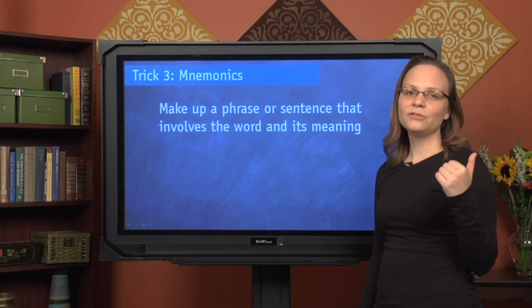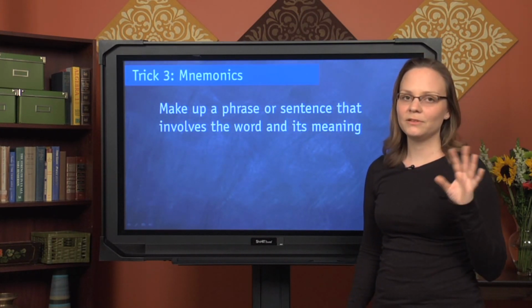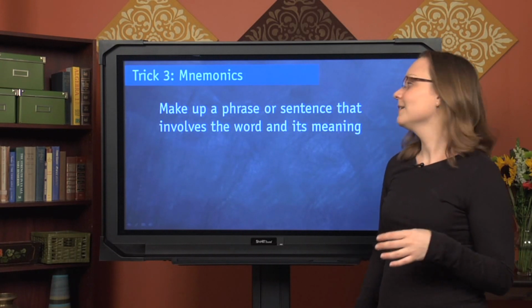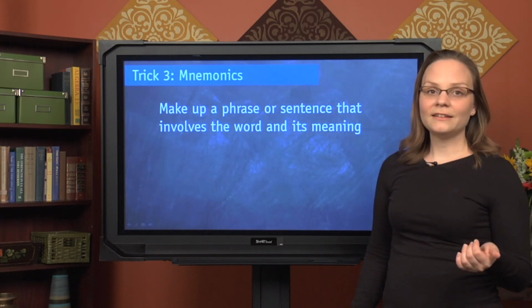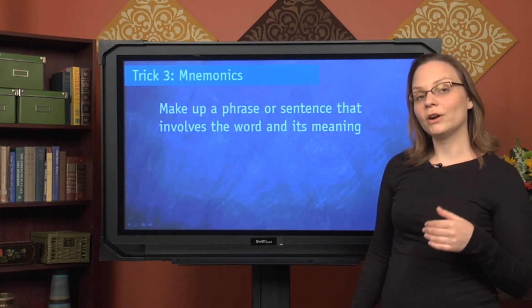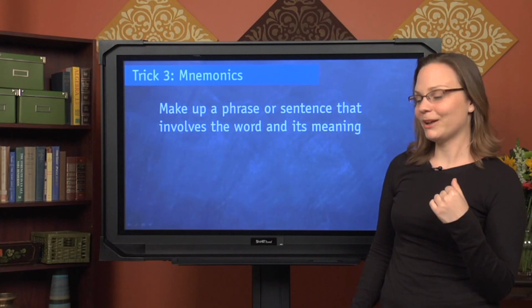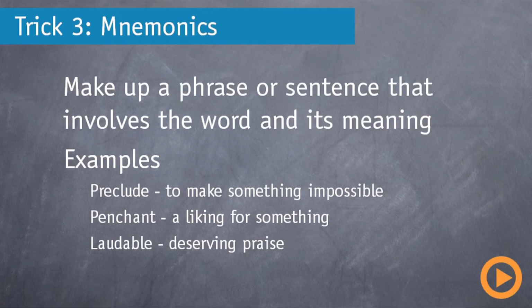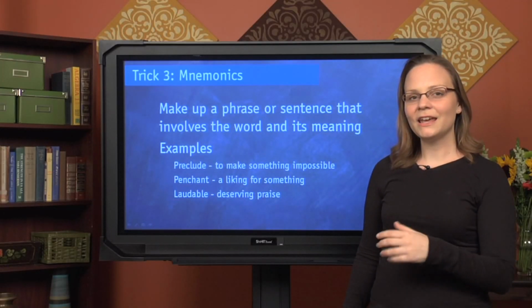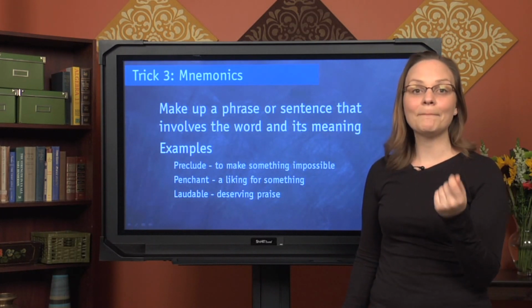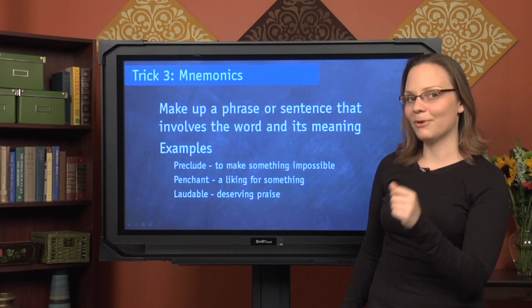Mnemonics. Now, imagery is related to this. It's the idea of making up a stupid story or picture to remember something. You want to make up a phrase or a sentence, maybe a rhyme, that involves the word you're trying to learn. 3 more examples to add to your list of words to remember for the pop quiz. Preclude means to make something impossible. I break it down into 2 parts. Pre-include. I think of preclude as meaning prevent and exclude. Preclude, prevent and exclude. If I prevent something and I exclude it, I'm making it impossible. So preclude means make impossible.